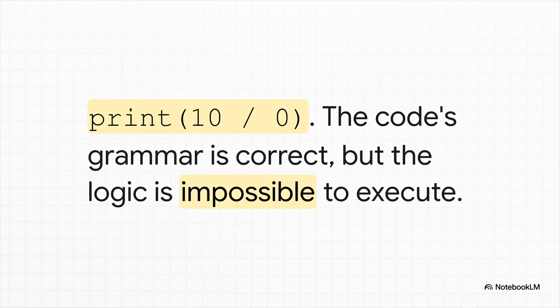Now, compare that to a runtime error. This code, print 10 divided by 0, is perfectly valid Python grammar. So the program starts up just fine, it understands the command. But when it actually tries to do the math, it hits a brick wall. You can't divide by 0 in math, and you can't do it here either. The program was running, and then it crashed.